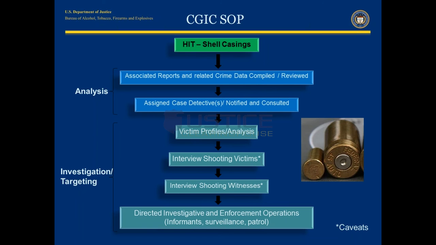We will look at the victim as well. Victim profiles: is the victim a gang member? Does the victim have a criminal history? Where does the victim live? Things like that. We will again interview the victim and interview witnesses. And lastly, when we are successful, we will direct investigative enforcement operations towards the person that we identify as the shooter.